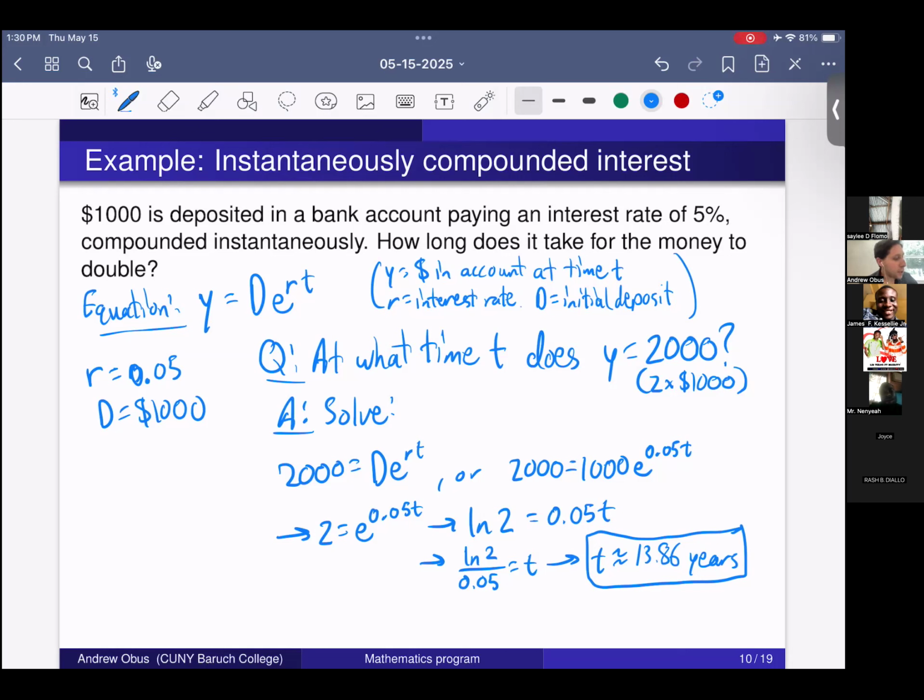Okay. So, but the point is that this equation gives you, y equals, in this case, 1000 e to the 0.05t, gives you the amount of money after time t. So you can use that to figure out how much is there at any time t.